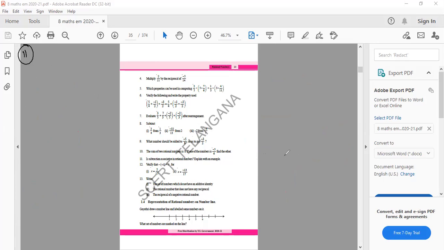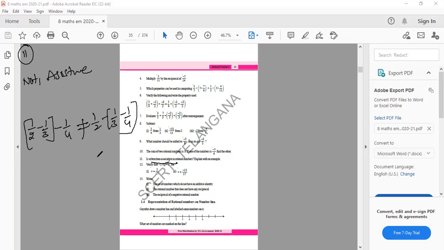The answer is that it is not associative. Why not? I'll take one number as an example. You can see 1 by 2 minus 1 by 3, they have taken one example in the textbook. This is not equal to 1 by 2 minus 1 by 3 minus 1 by 4. This is not equal.